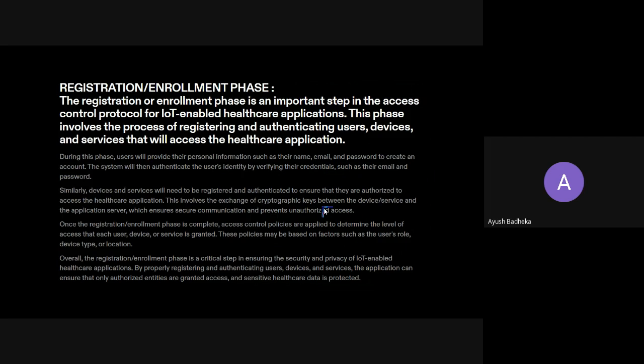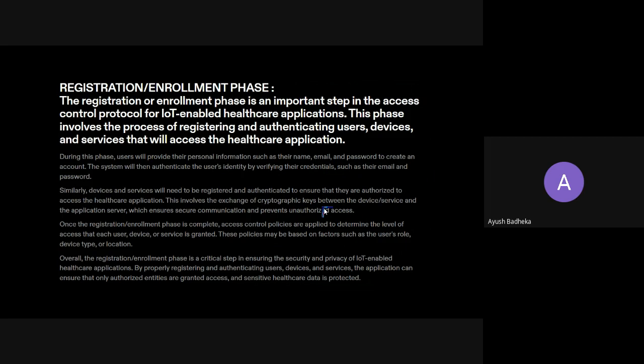A cryptographic key medium is being created within the devices, the services, and the servers to store the data more securely and more privately, in a particular manner which is accessible to each and every particular entity within the organization. Once the registration enrollment phase is complete, access control policies are applied to determine the level of access that users, devices, or services are granted. Every user, device, and service has a different medium and interface to communicate within the organization. These policies may be based on factors such as the user's role, device type, or location.